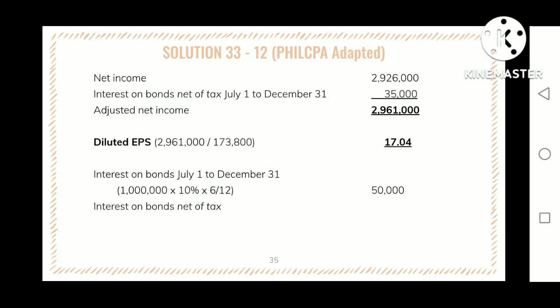Meron tayong net income na 2,926,000. Interest on bonds net of tax noong July 1 to December 31 ay 35,000. Paano natin nakuha yung 35,000? Ang sabi dun sa problem, ang tax rate daw ay 30%. So, we're going to get its net value by multiplying 50,000 na ordinary shares doon sa 70% na net of tax. Kaya, meron tayong amount na 35,000. Kaya, ang adjusted net income natin ay 2,961,000. By using the formula for the computation of the diluted EPS, we have 2,961,000 over 173,800 amounting to 17.04, which is our diluted EPS.